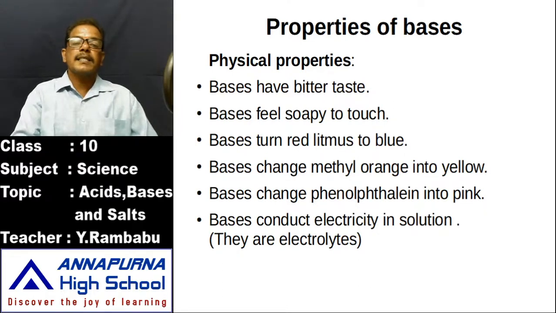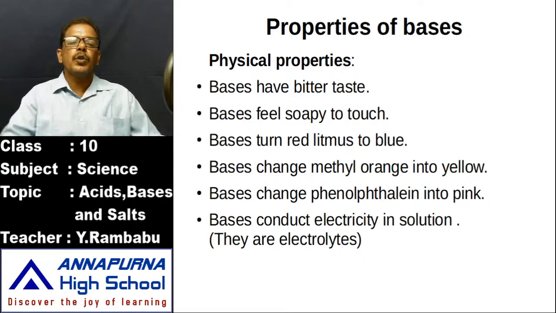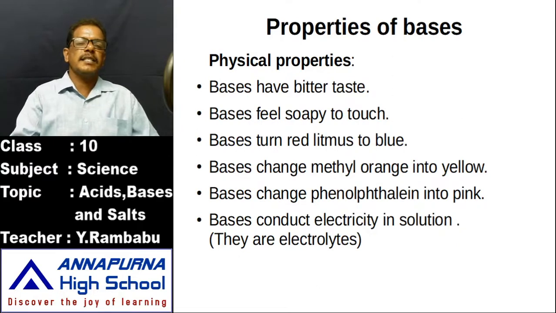That's why bases turn red litmus to blue, but acids turn blue litmus to red. For this we have a hint: ABRB. Acids change blue to red. Then what about bases? Bases change red litmus to blue.